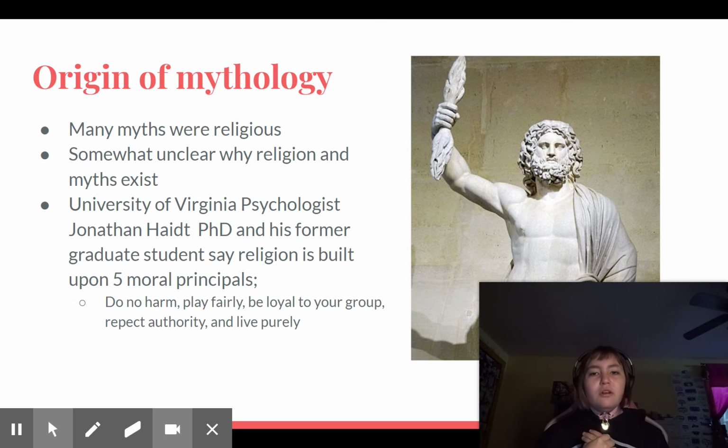University of Virginia psychologist Jonathan Haidt, PhD, and his former graduate student Jesse Graham say that religion is built upon five moral principles, which are do no harm, play fairly, be loyal to your group, respect authority, and live purely. According to TED, people couldn't understand the terrible things that they saw or experienced within the natural world, so they would create stories which would give them explanations.